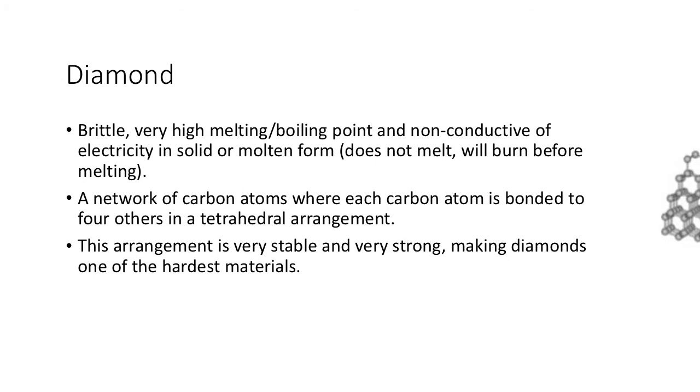Okay, so it is brittle. It has a very high melting and boiling point, and again, diamonds don't really melt, they decompose, and they're non-conductive of electricity. These are its properties in both solid and molten forms. What they think diamond is, is a network of carbon atoms where each carbon atom is bonded to 4 others in a tetrahedral arrangement. This arrangement is very stable and very strong, making diamonds one of the hardest materials in the world.